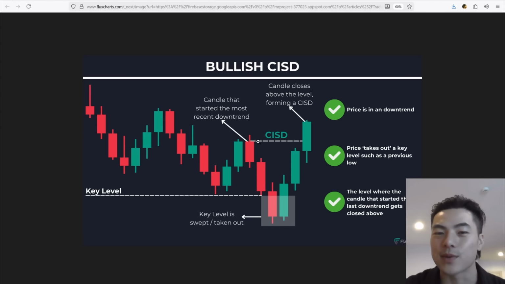So here, there is your CISD level. If a candle closes above that level, that is a confirmed change in state of delivery. And why am I using this?